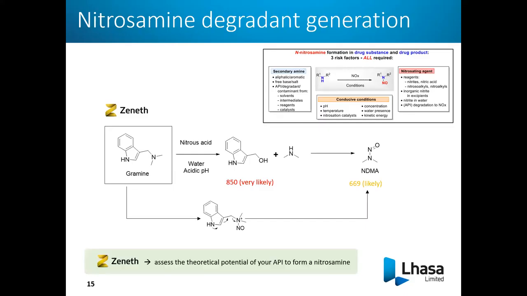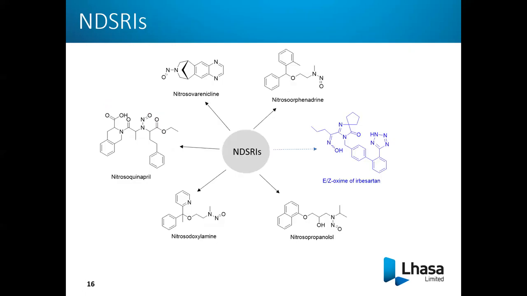And as such, my conclusion for this bit is that Zenith can be used to assess the theoretical potential of your API to form a nitrosamine. Moving on to NDSRIs, detection of API-related nitrosamines, or so-called NDSRIs, as I mentioned earlier, added a further layer of complexity to the landscape for industry and regulators. It's no longer just formation of things like NDMA that are a cause for concern. And this all started with the detection of nitroso-fluoxetine in 2021, and that led to the recall of fluoxetine.